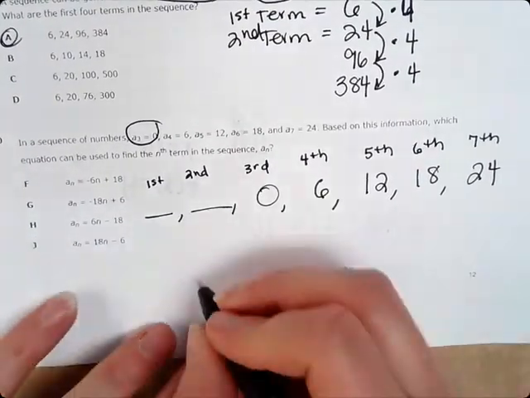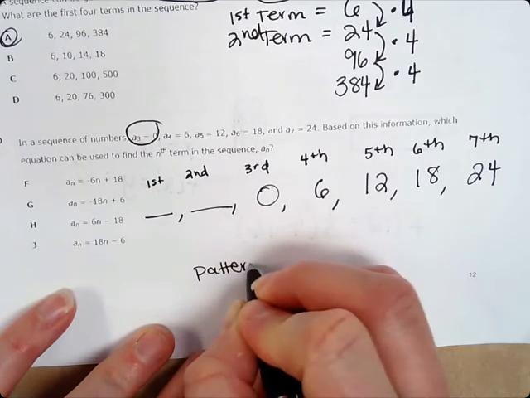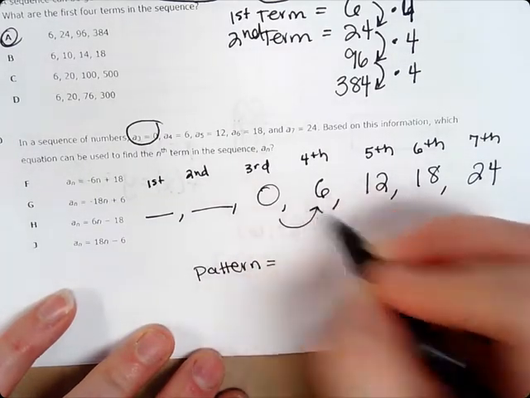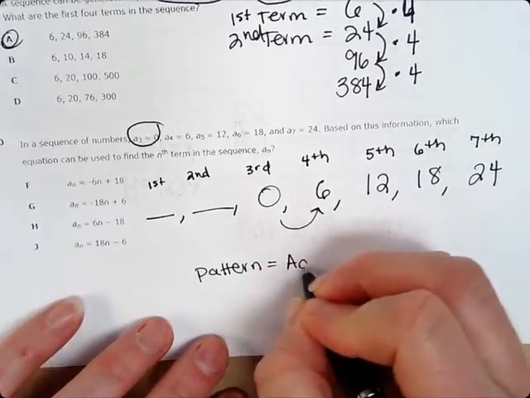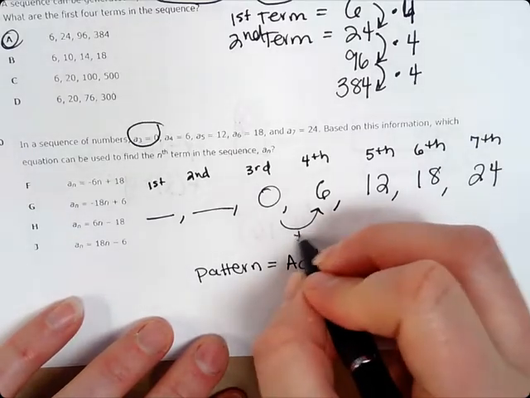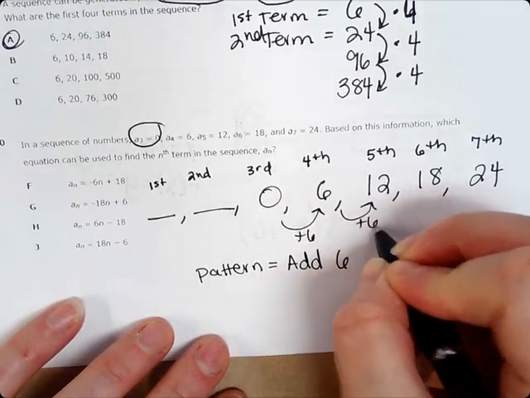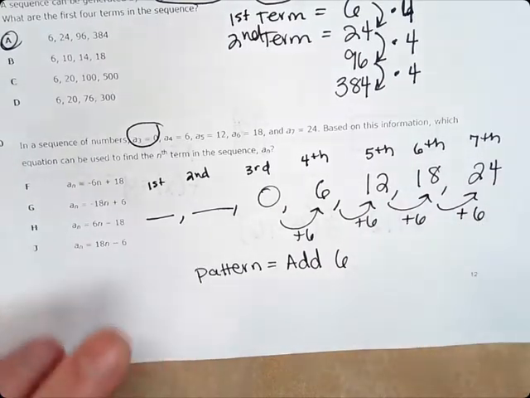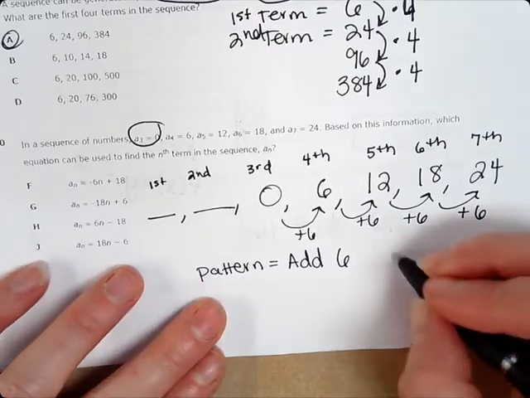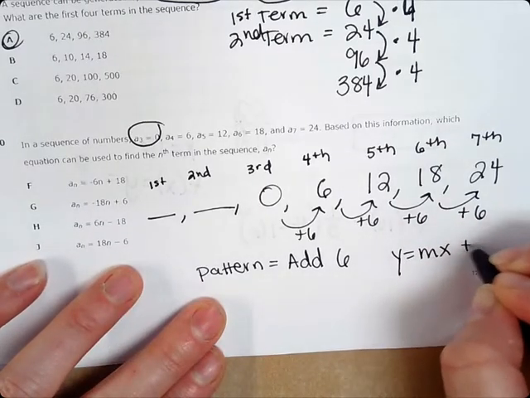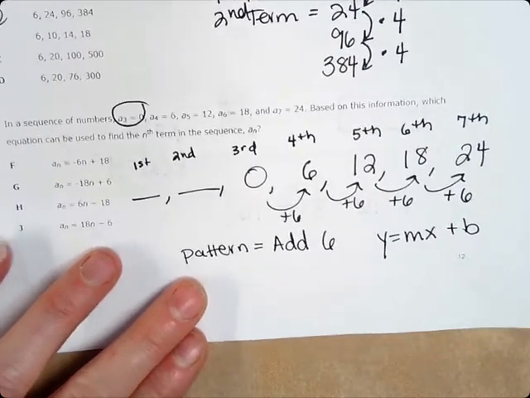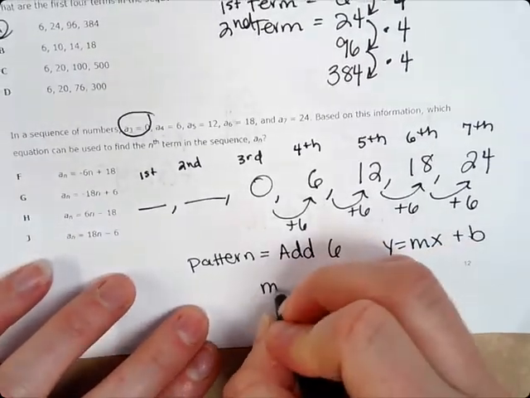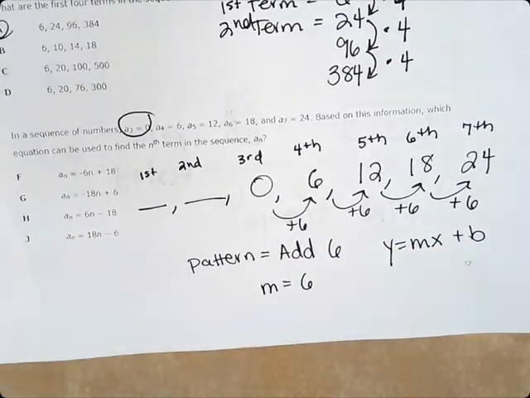So what is the pattern? Add 6, yeah. In algebra, what would that be called? Instead of pattern, what is it called in our equation? The rate of change, exactly. So M is 6. Which answer choice has M equals 6? H, that's it. That's the only one.